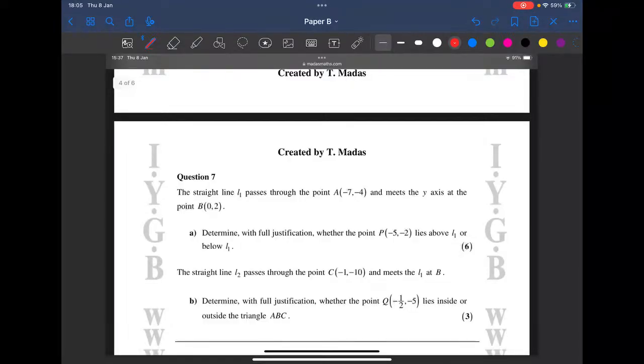So the straight line L1 passes through the point A, which is (-7, -4), and meets the y-axis at point B, which is (0, 2). Okay, that's nice. Determine with full justification whether the point (-5, -2) lies above L1 or below L1. So firstly, let's find the equation of L1.